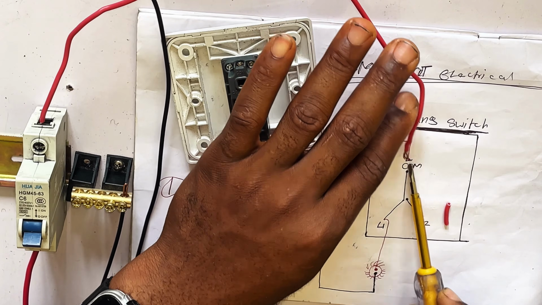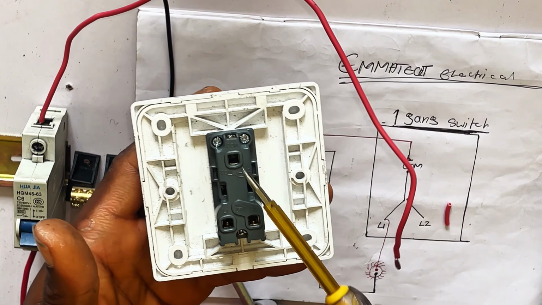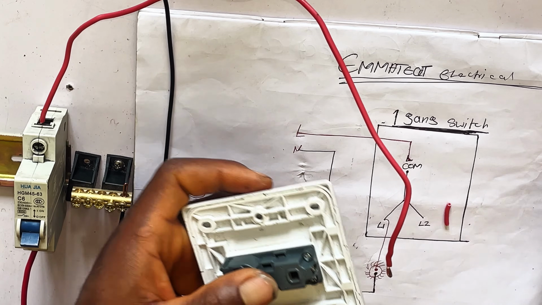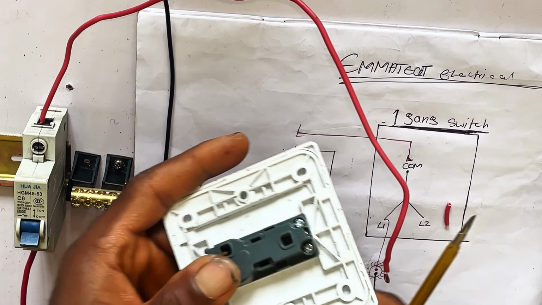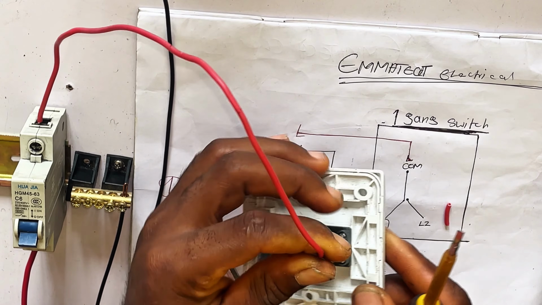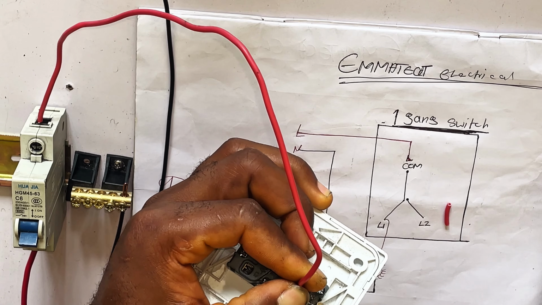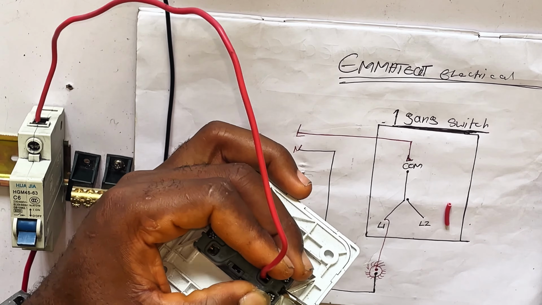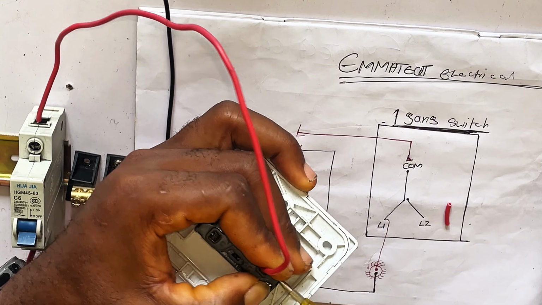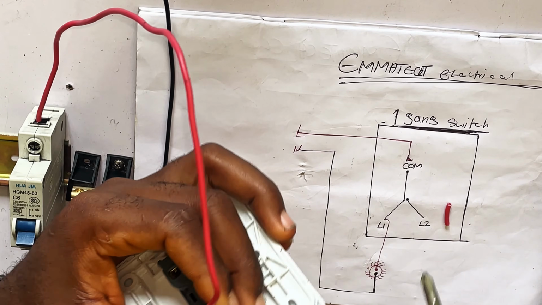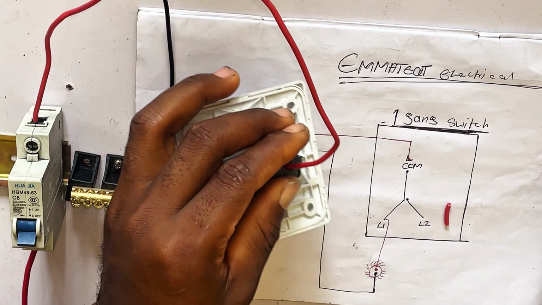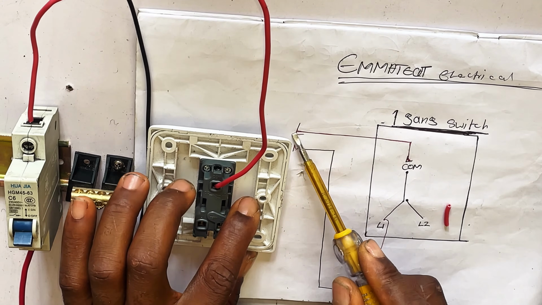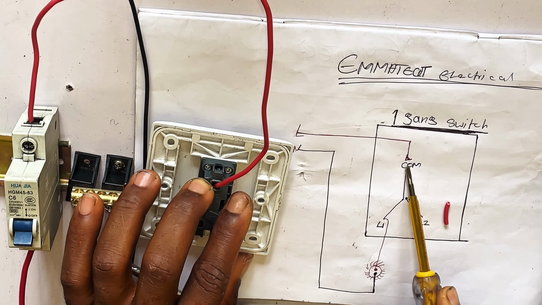You can see that here is the common terminal, and here also is the common terminal of our switch. So I'm going to loosen it here and connect this live wire to this common terminal. You can see here I connect it, I put it this way and tighten it. So now we have connected our live wire from our breaker to the common terminal of our switch.